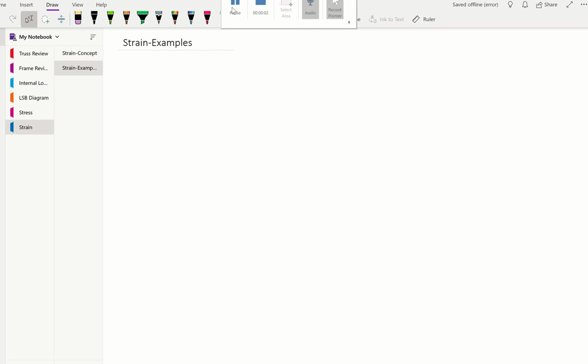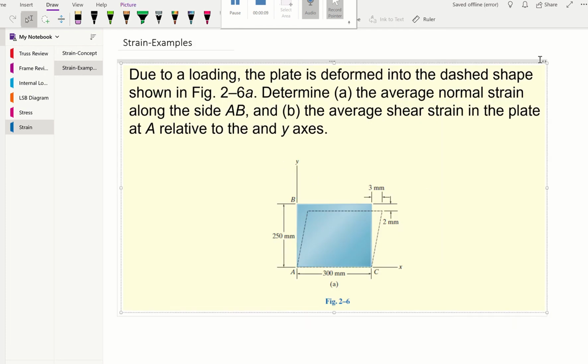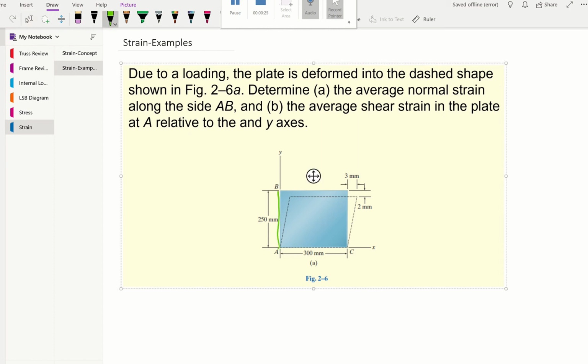Okay, in this video we were looking at some examples of strain, and I'm taking the example from a PowerPoint. Okay, so let's take a look at it. Due to a loading, the plate is deforming to the dashed shape. Determine the average normal strain along the side AB, and also the average shear strain in the plate at A relative to the x and y axes.